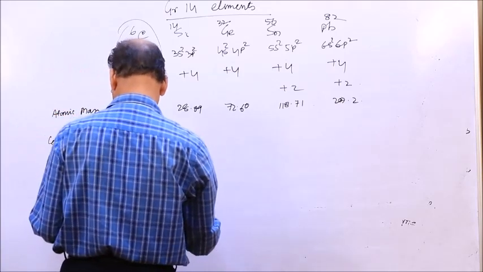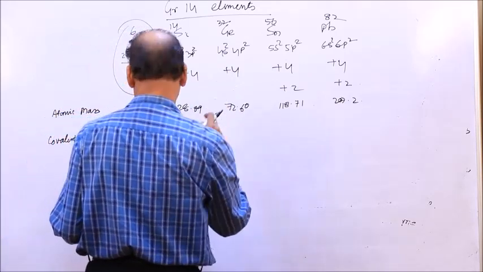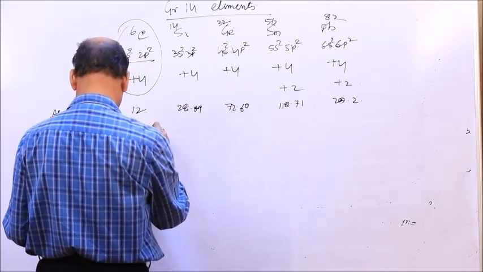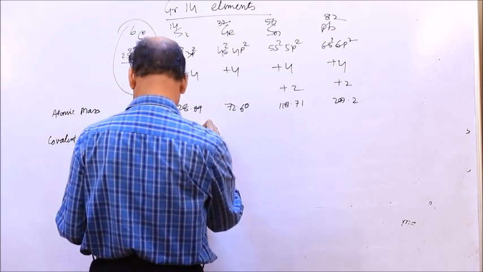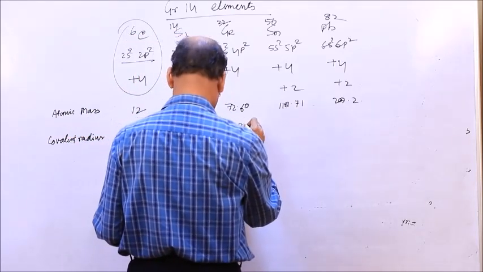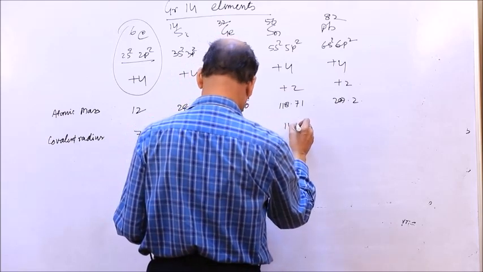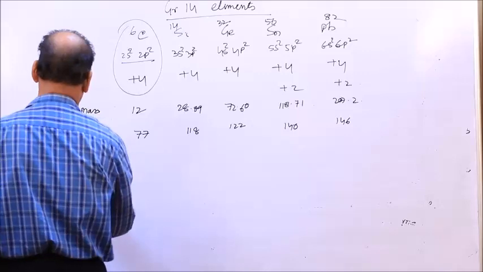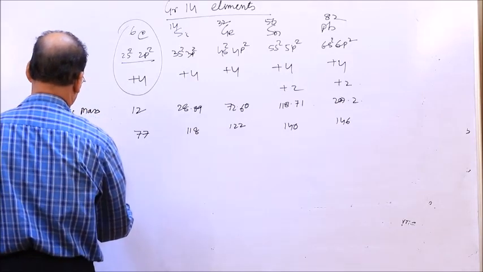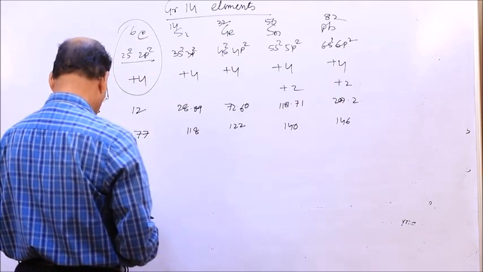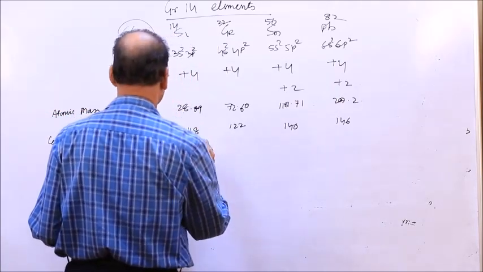The covalent radius increases from carbon to lead, that is 77, 118, 122, 140, 146 in picometer, pm. Ionic radius also increases.